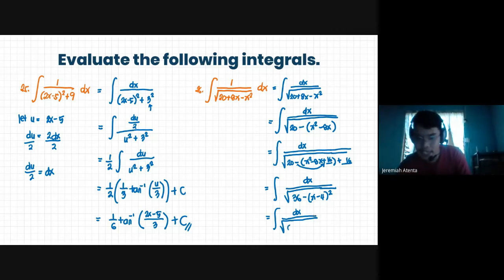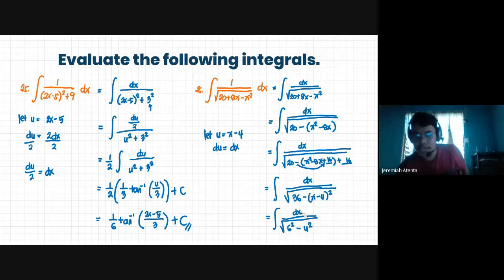Yeah, because 36 can be written as 6 squared. Minus, what will be our u? x minus 4. So magiging u squared yan. We let u be equal to x minus 4, and if that's the case, du will still be equal to dx. So yung dx pala dyan sa taas, magiging du na.